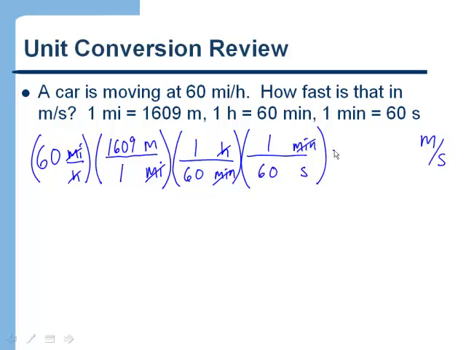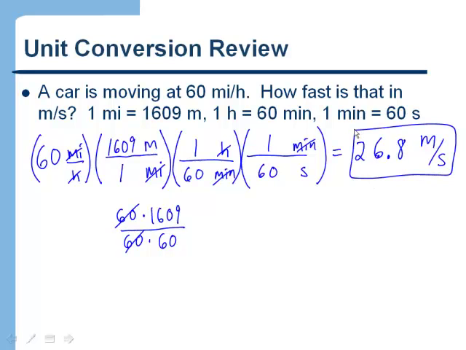And you'll notice I now have meters on top and seconds on the bottom. In terms of doing the math, you'll notice I'm taking 60, I'm multiplying it by 1609, I'm dividing by 60 and dividing by 60 again. And we can simplify that. We can cross out those two 60s so that you're taking 1609 and dividing by 60. You will get 26.8 meters per second.